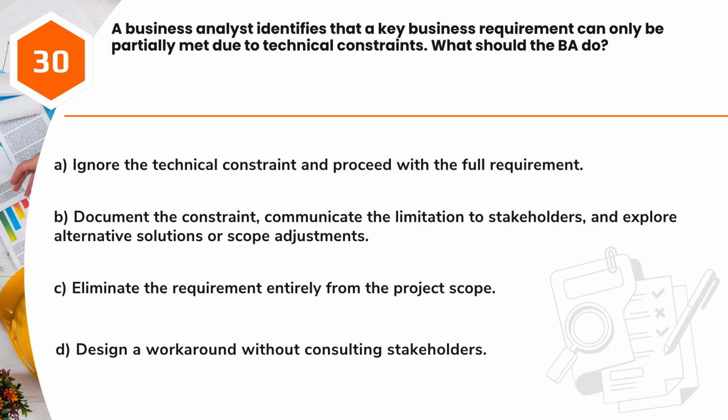Question 30. A business analyst identifies that a key business requirement can only be partially met due to technical constraints. What should the BA do? A. Ignore the technical constraint and proceed with the full requirement. B. Document the constraint, communicate the limitation to stakeholders, and explore alternative solutions or scope adjustments. C. Eliminate the requirement entirely from the project scope. D. Design a workaround without consulting stakeholders.